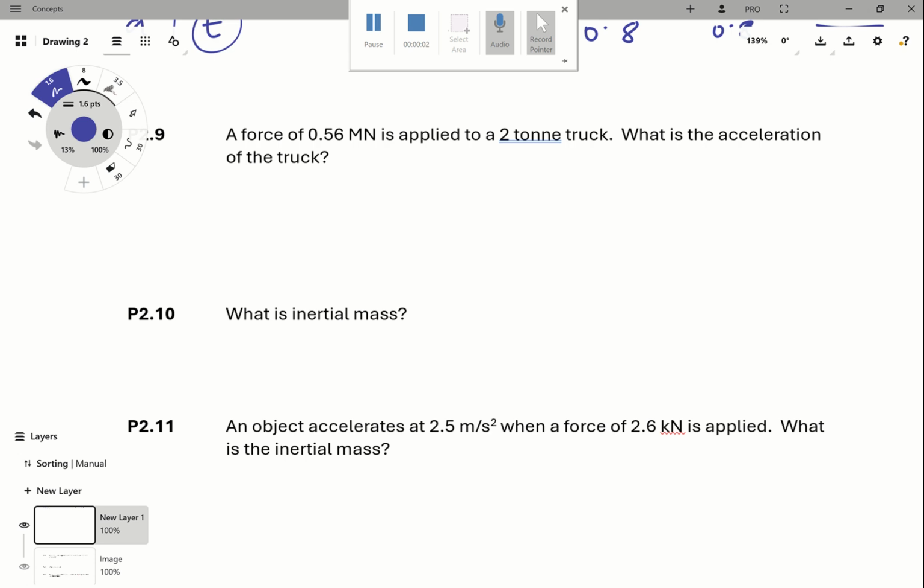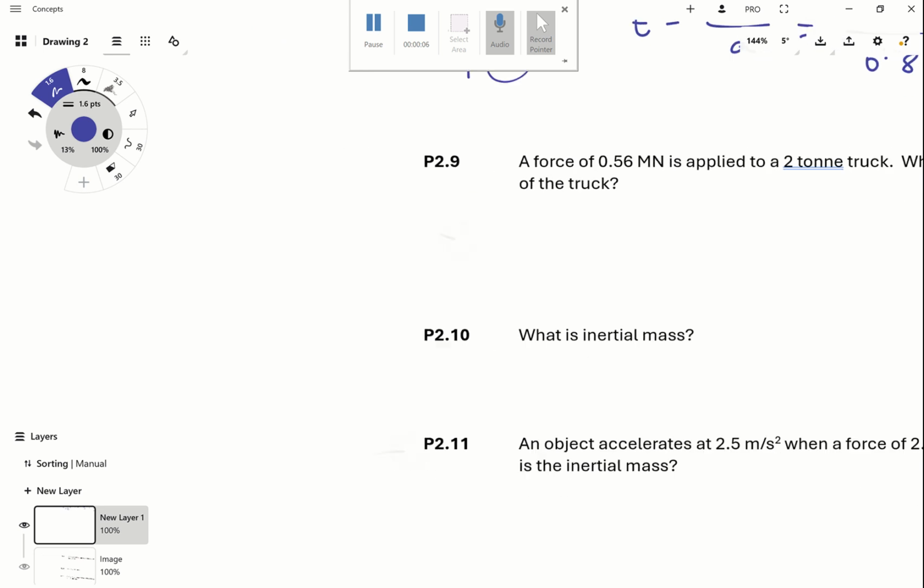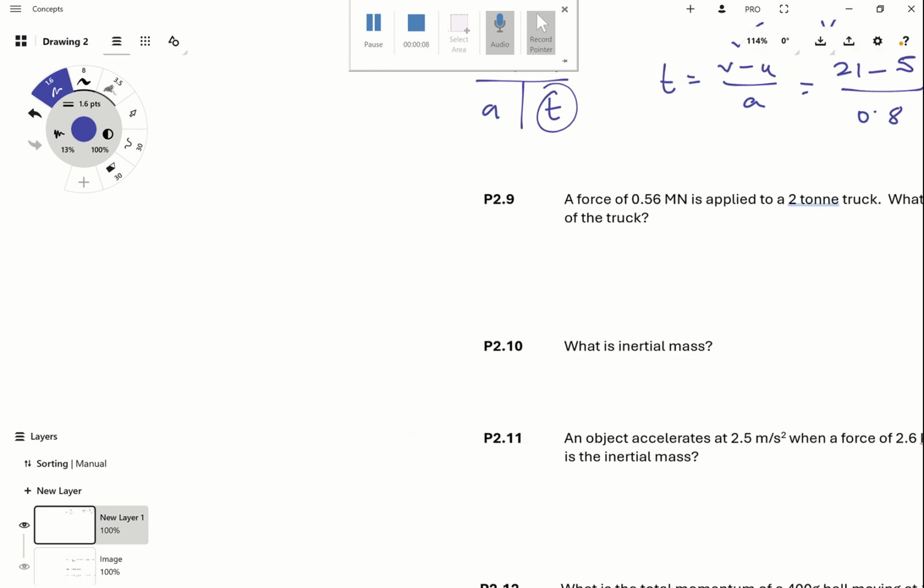Okay, so next one, we've got another acceleration question. So I thought it'd be useful to just come onto the side here to say, right, you're going to have to be comfortable in finding v squared minus u squared equals 2ax. That's two speeds and a distance. You've got to be happy with a equals v minus u over t. That's two speeds and a time.